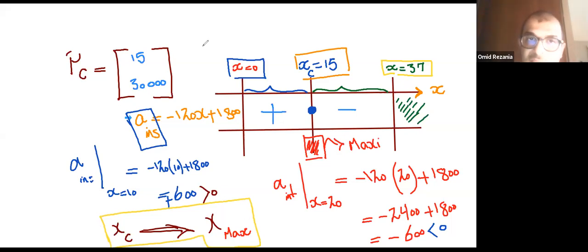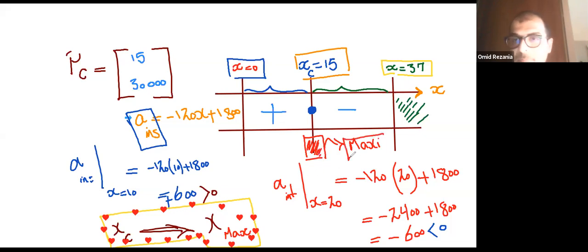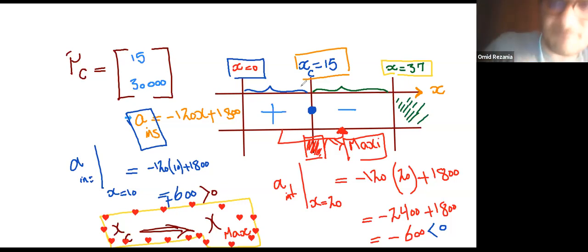And I should put lots of hearts here, because that's the thing which we love. And how did we decide on this? Because of this rule. When we change from plus to minus, your critical point is a maximum point.